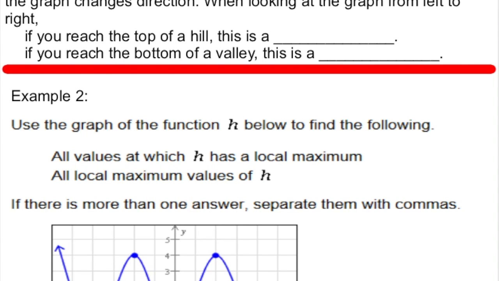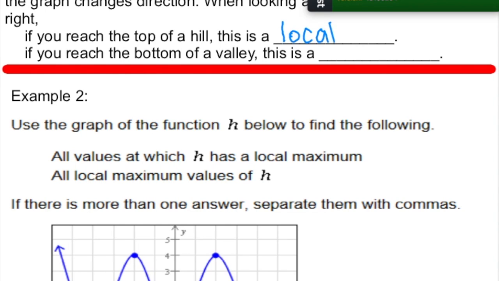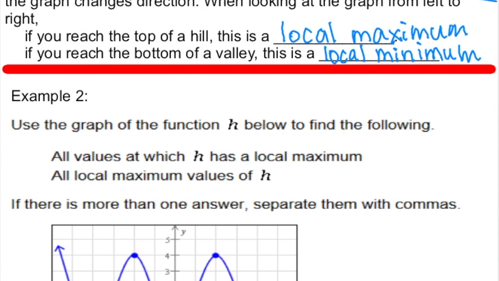When you are looking at the graph, again from left to right, just like you read a book, and you reach the top of a hill, that is known as a local maximum. When you reach the bottom of a valley, so when it dips down and you're going downhill and then you change directions to go uphill, that is called a local minimum. So local maximums and local minimums we should be able to identify from the graph.